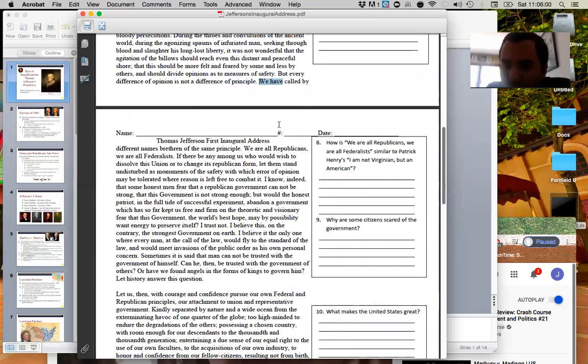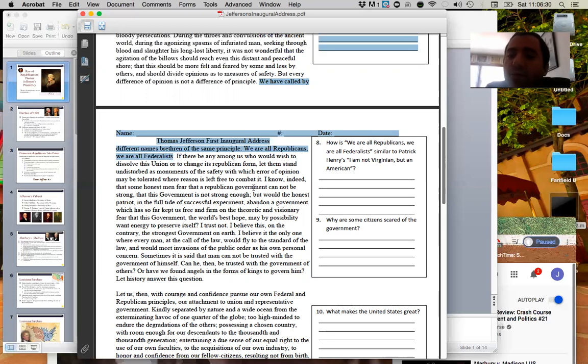You may want to highlight this for number 8. Not all of this, just the lines, just the speech. We have called by different names, brethren of the same principle. We are all Republicans, we are all Federalists. Number 8. How is we are all Republicans, we are all Federalists, similar to Patrick Henry's I am not a Virginian, but an American? This is similar, and you hopefully remember Patrick Henry.